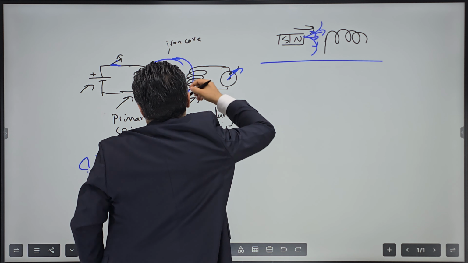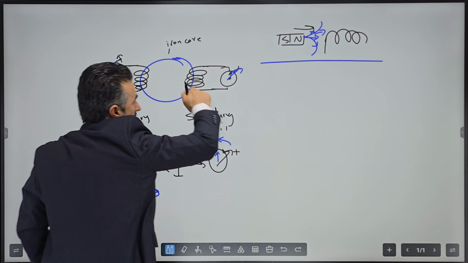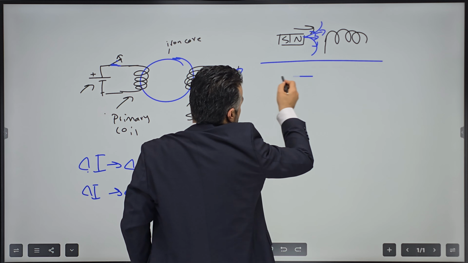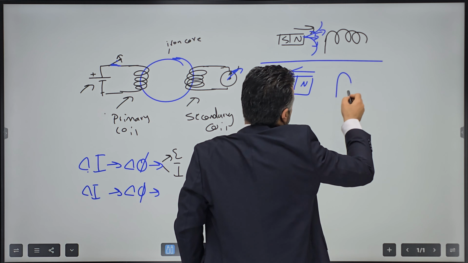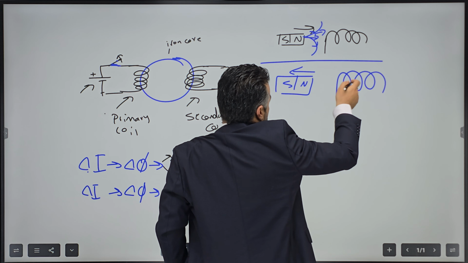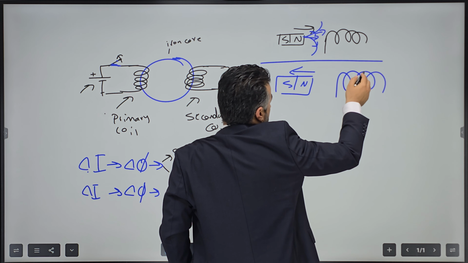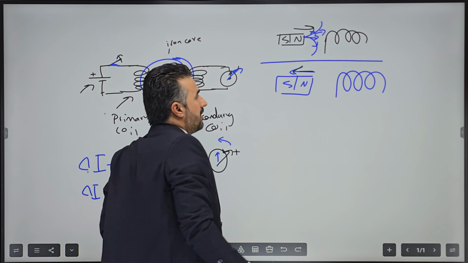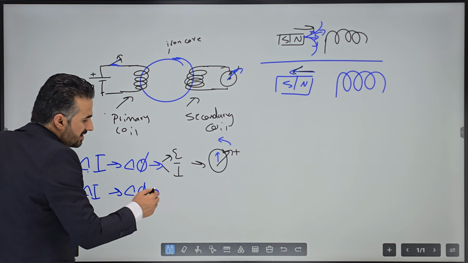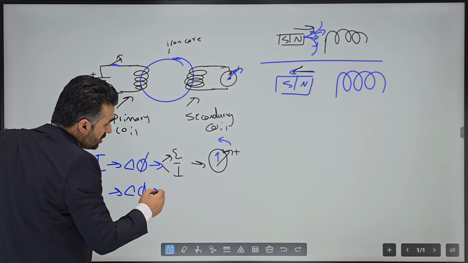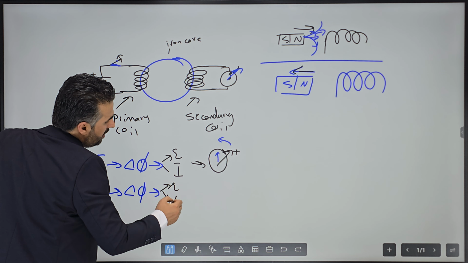Now, once we turn the switch off or open the switch, it has the same effect as if we move the magnet away. If you move the magnet away, the magnetic field over this coil is going to decrease because the magnet is moving away. So these two have the same effect. In either case, there's a change in flux. That change in flux induces an EMF and a current here.